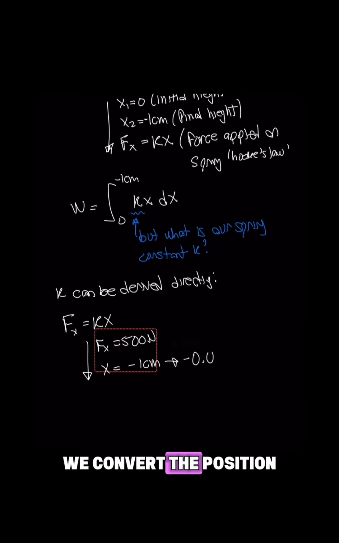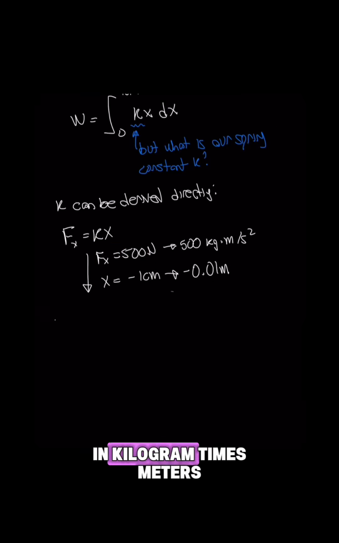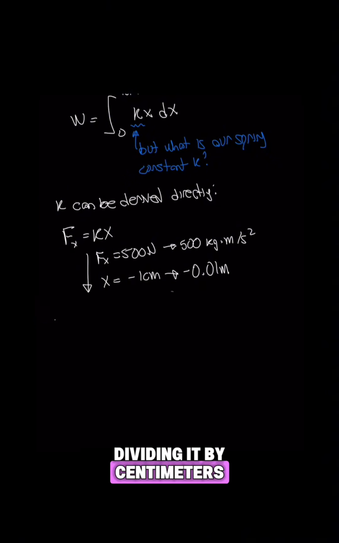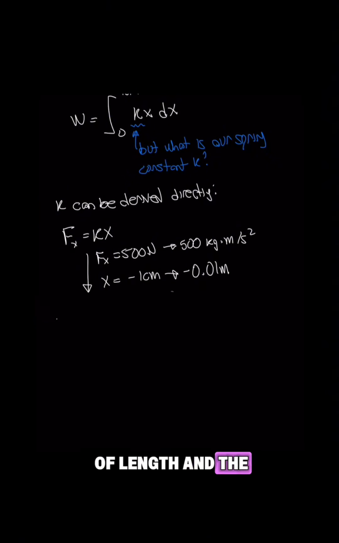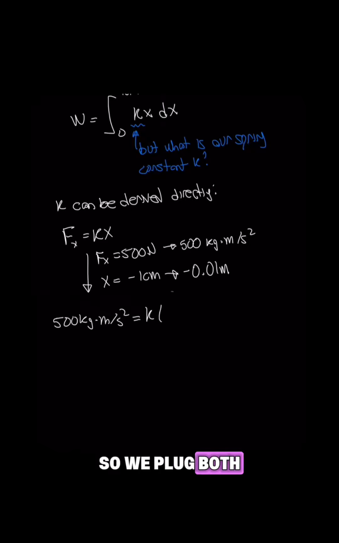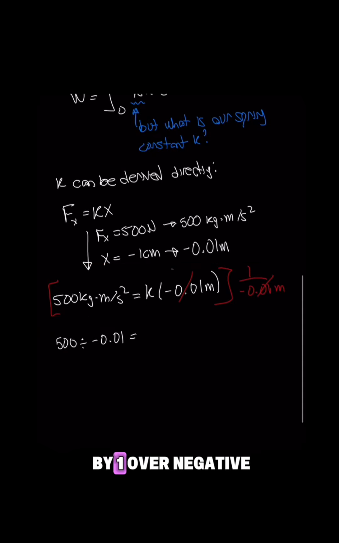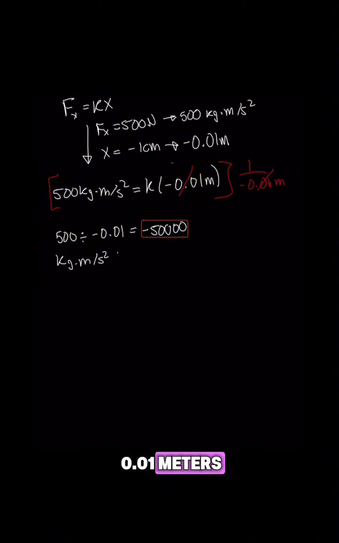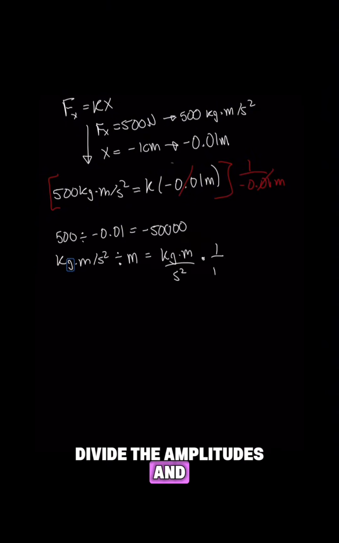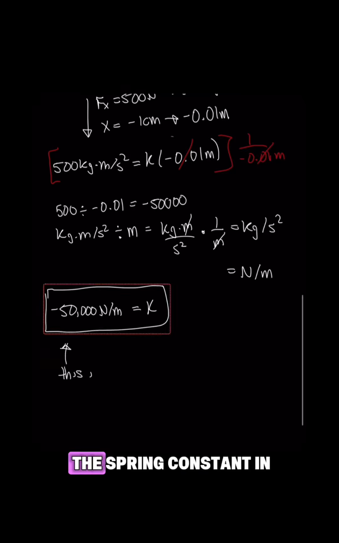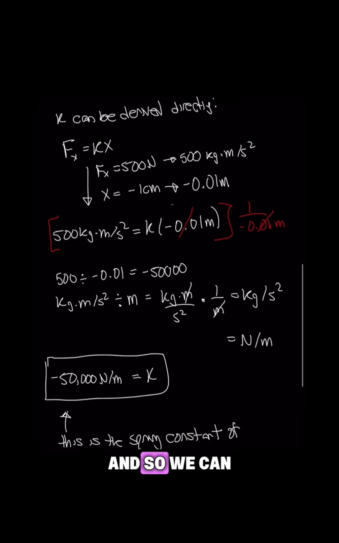We convert the position to meters because the newton is given in kilograms times meters per second squared, so we can't be dividing it by centimeters if the unit of length in the force is meters. So we plug both those values in, and then we isolate for k by multiplying both sides by 1 over negative 0.01 meters. To do that, we can divide the amplitudes and units on the left hand side, giving us this for the answer. So this is the spring constant of the spring.